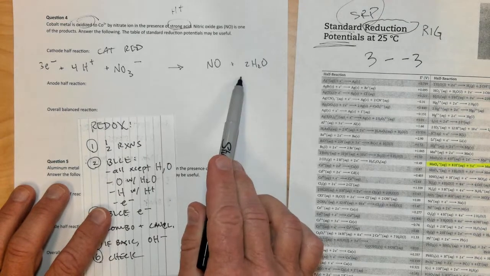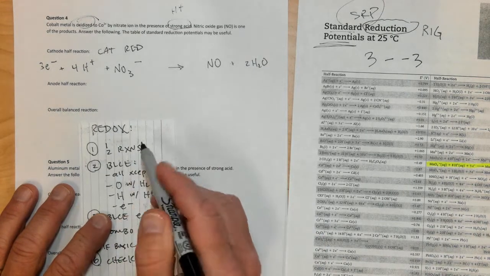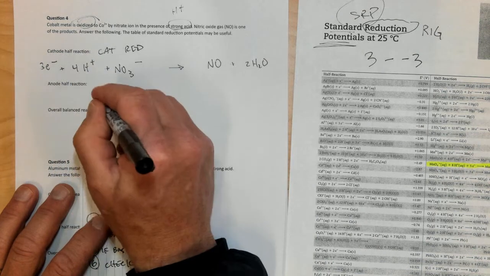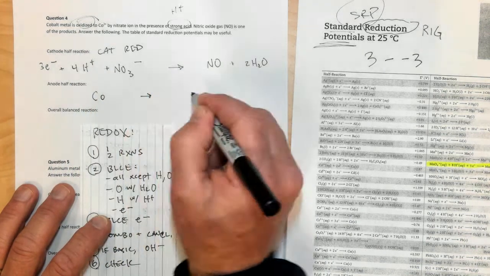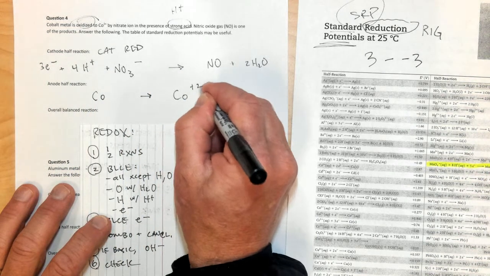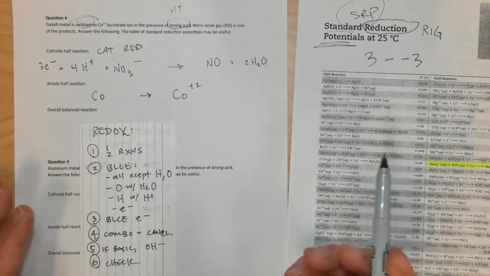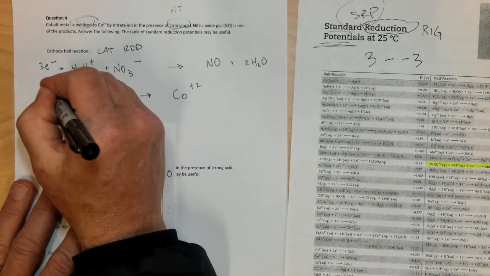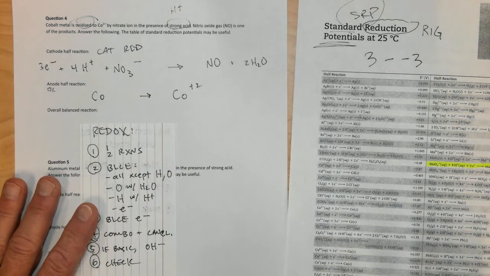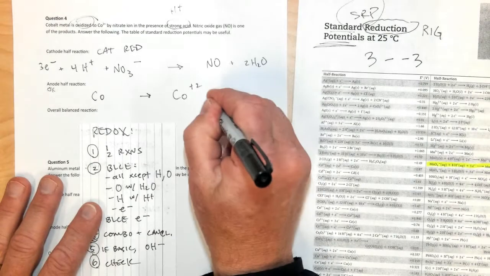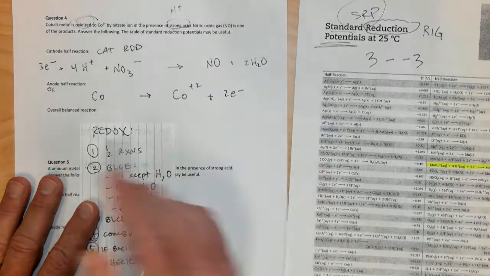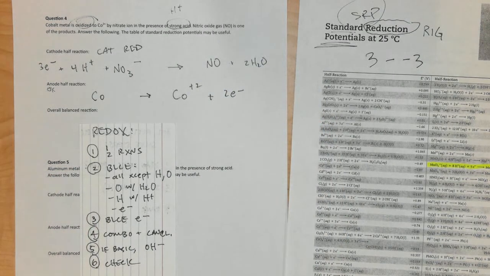Let's see, in the anode half reaction then, it says cobalt metal, so that would be Co, is oxidized to cobalt plus 2, and so that's my oxidation anode half reaction. Remember, an ox, so that's how you can remember what anode is and what oxidized is. And so then to balance this, I need 2 electrons right here since everything else is balanced.